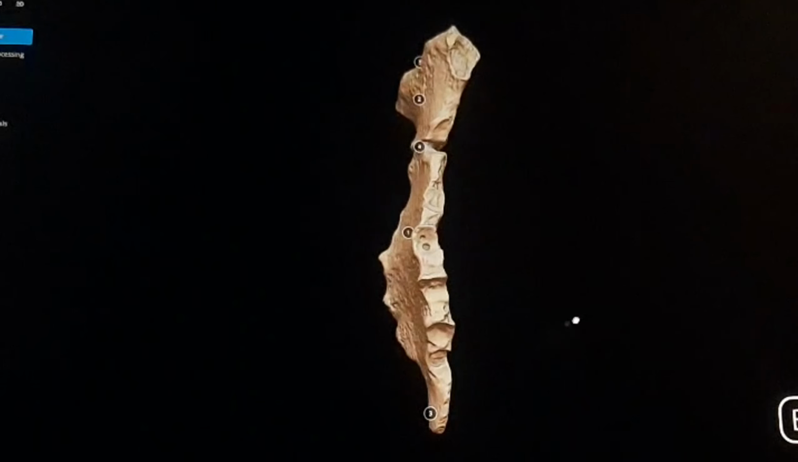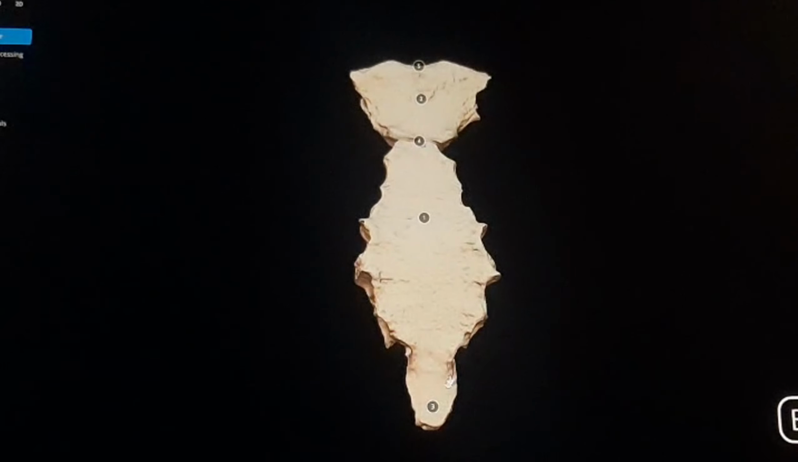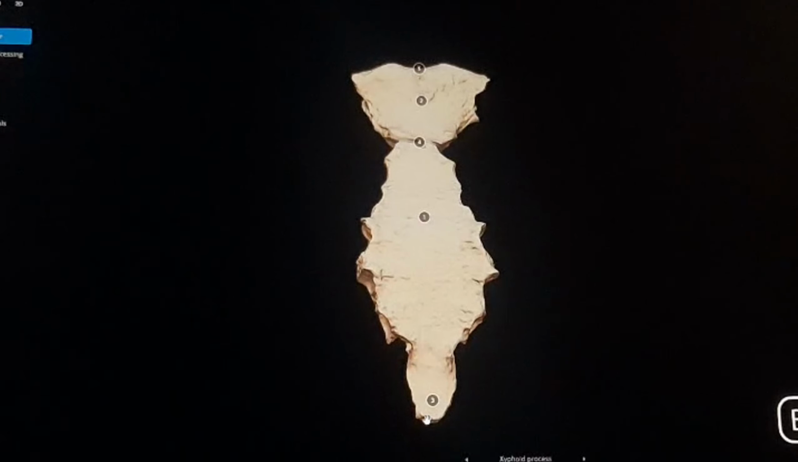The lower end or tip of xiphoid process gives attachment to linea alba, which extends from tip of xiphoid process to pubic symphysis. The upper end articulates with the body of sternum and forms xiphisternal joint.